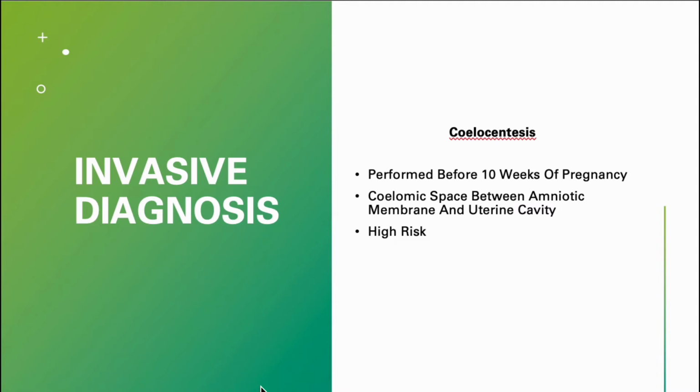Now we move on to coelocentesis. So this involves the aspiration of fluid from the extraembryonic coelom, and it can be performed between the 6th and 12th week of gestation of pregnancy. Technically, it's not any more difficult to retrieve this than a CVS or an amniocentesis. So again, the advantage of this is that this could be done very early on. You can do this during early pregnancy.